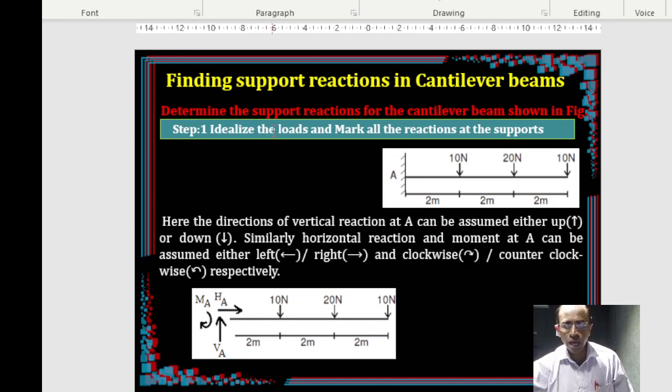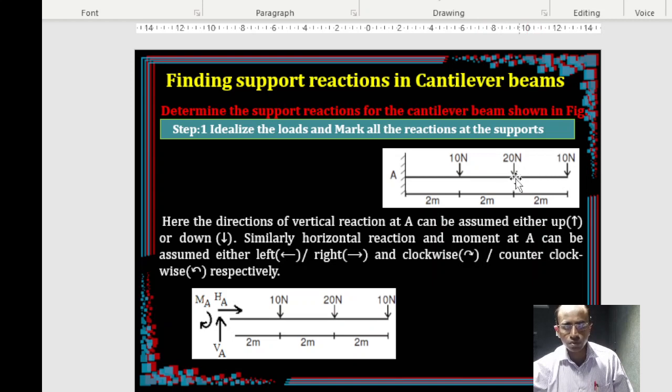The first step is to idealize the loads and mark all the reaction components. In this case, because the loading is very straightforward, all concentrated loads, we don't have to make any idealization. This itself is an idealization. Idealization, in the sense that when there are loads other than point loads, you should convert them into point loads. What are the other types of load?